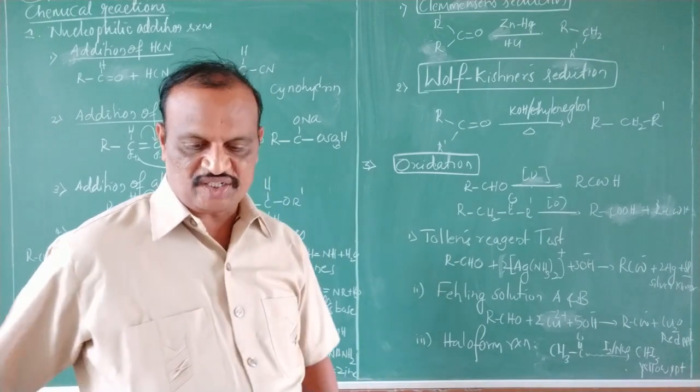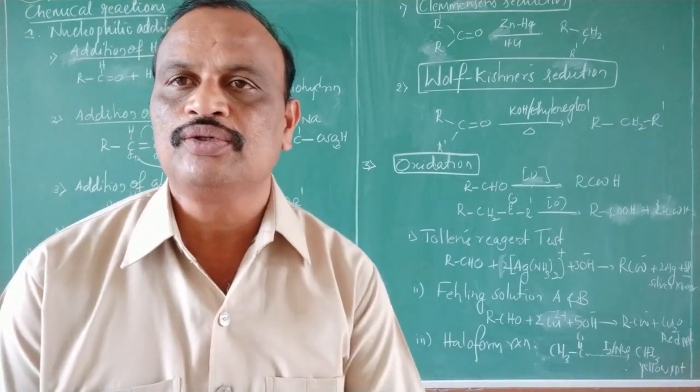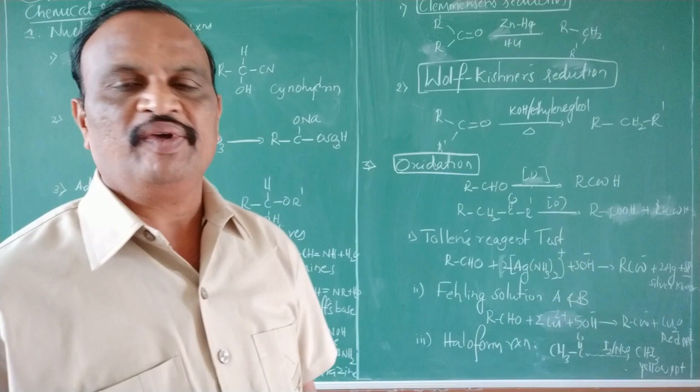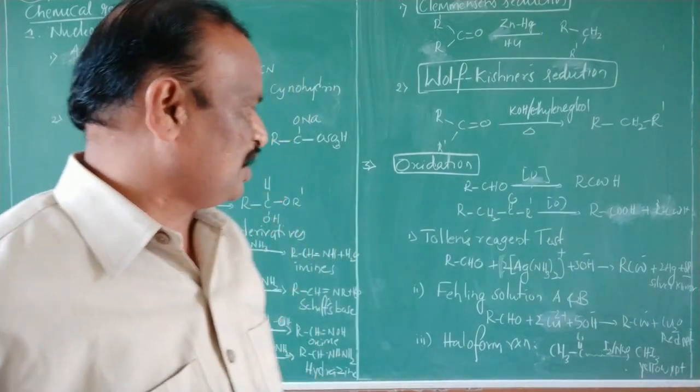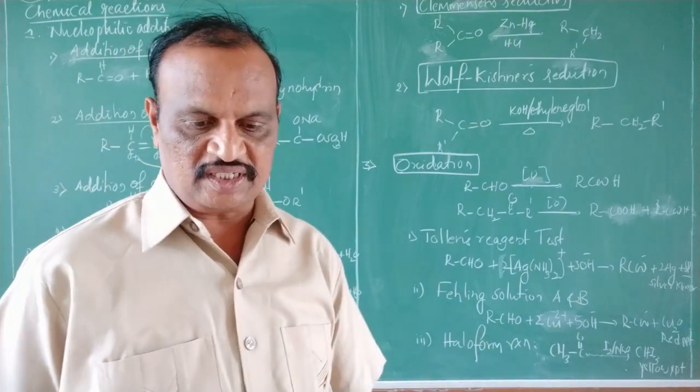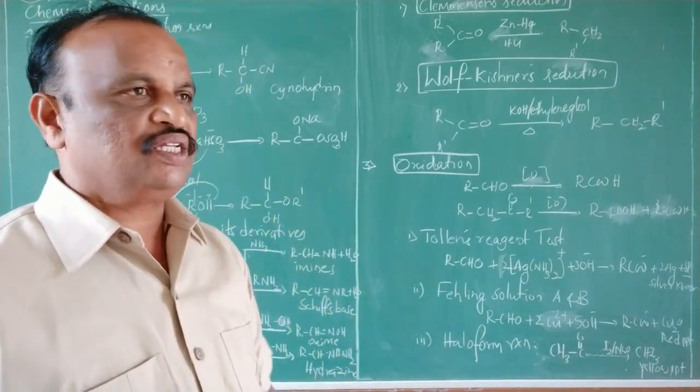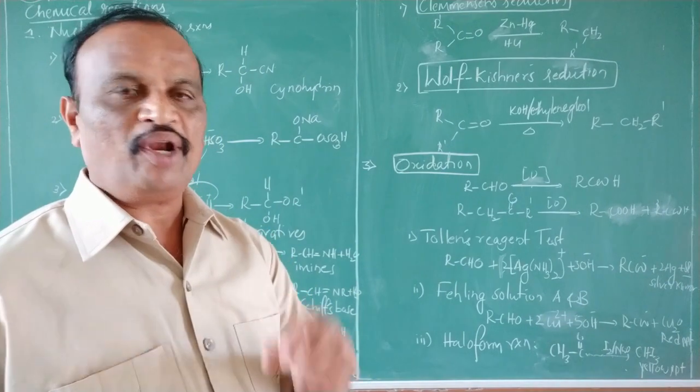Tollens reagent test is an important one. That is a test used to distinguish between aldehydes and ketones. Aldehydes give the Tollens reagent test and the Fehling solution test. What is the Tollens reagent test? You know that. Take a sample of aldehyde.